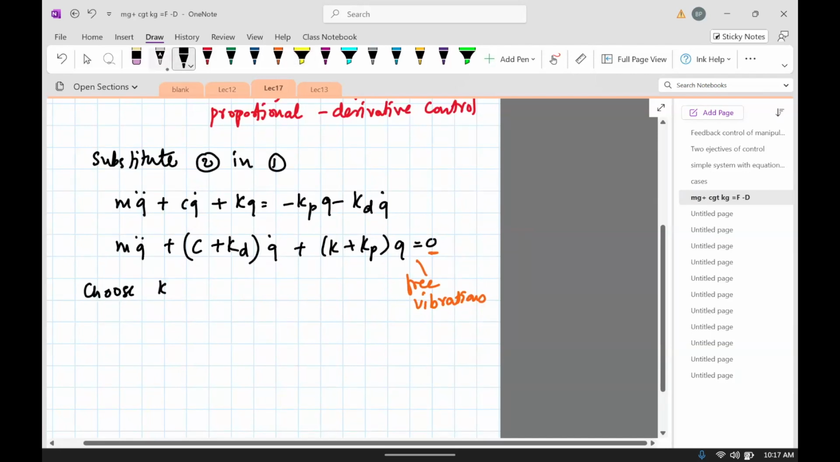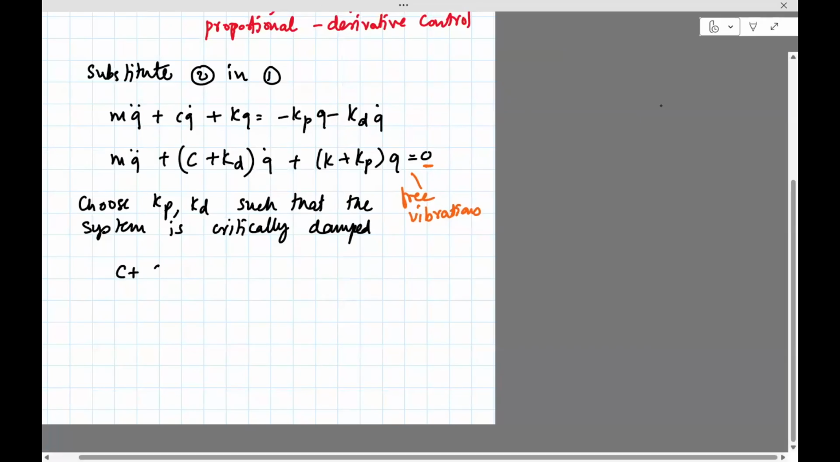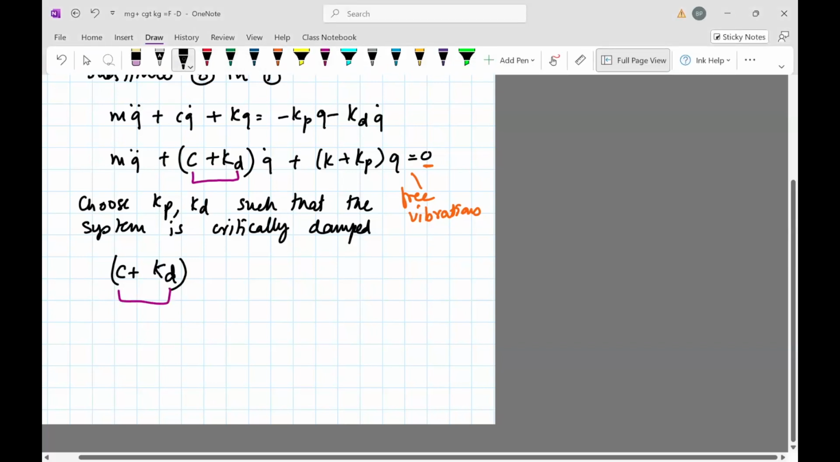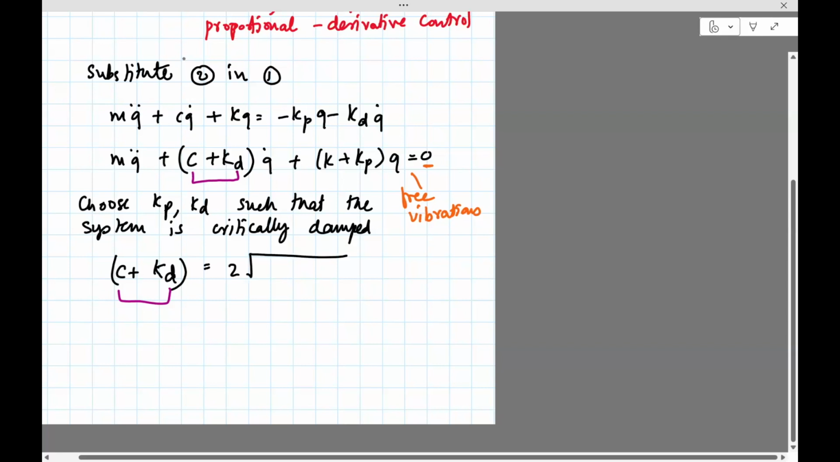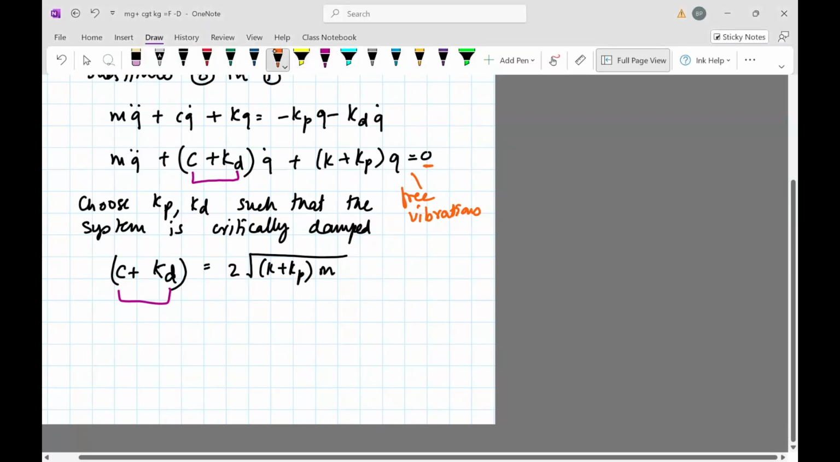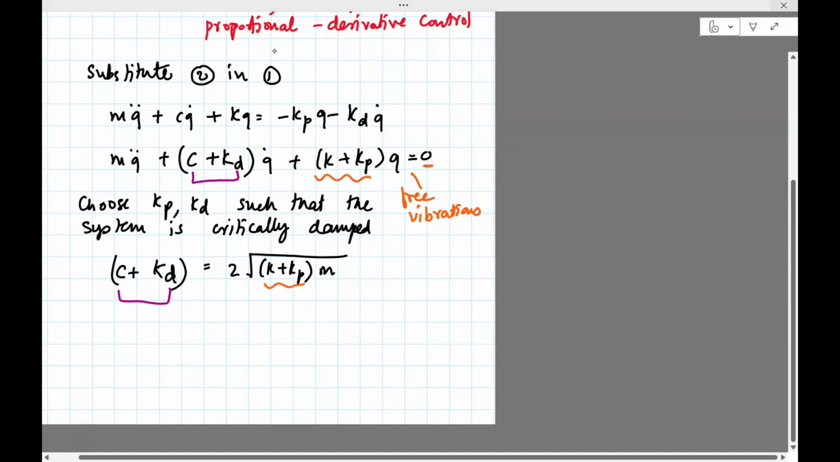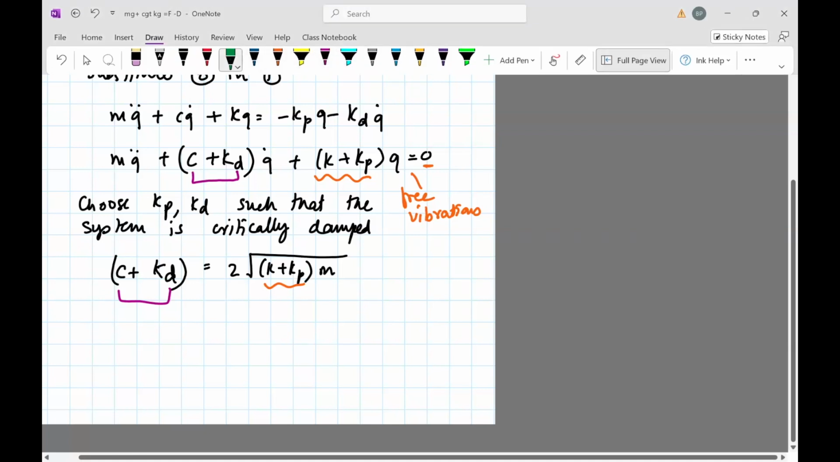So choose Kp, Kd such that the system is critically damped, which means that we take C plus Kd, the term which is in front of Q dot, and set it equal to 2 square root of K times M. K here is K plus Kp, and the M is the same as it is.